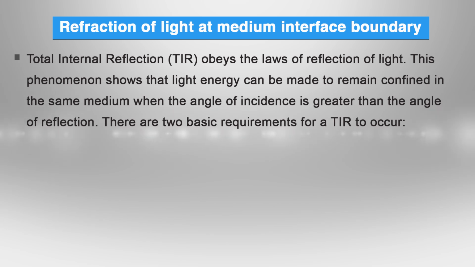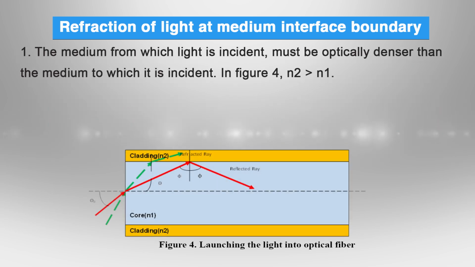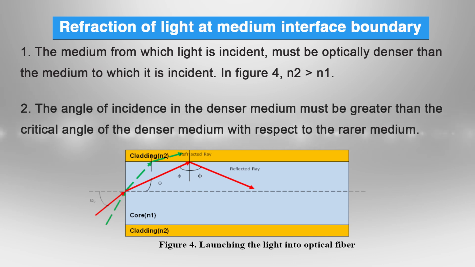There are two basic requirements for total internal reflection to occur. First, the medium from which light is incident must be optically denser than the medium to which it is incident. In the figure, n1 is greater than n2. Similarly, the second condition is that the angle of incidence in the denser medium must be greater than the critical angle of the denser medium with respect to the rarer medium.